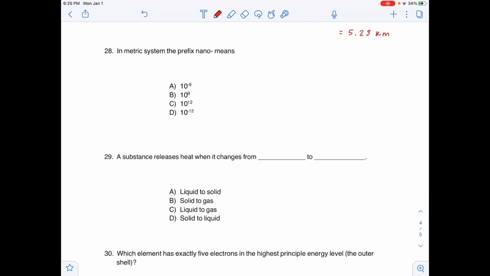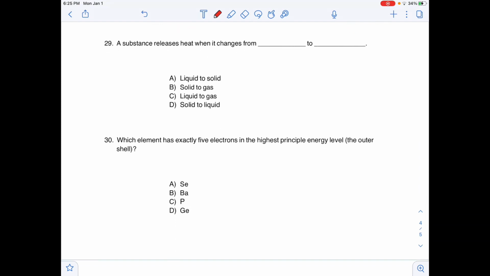28, in metric system, the prefix nano means what? So this is another thing that you have to know. You have to know the different metric system prefixes. And when you look at the chart, or if you know it off the top of your head, you're going to see that the prefix nano is going to be 10 to the negative 9th. So A is going to be the correct answer.